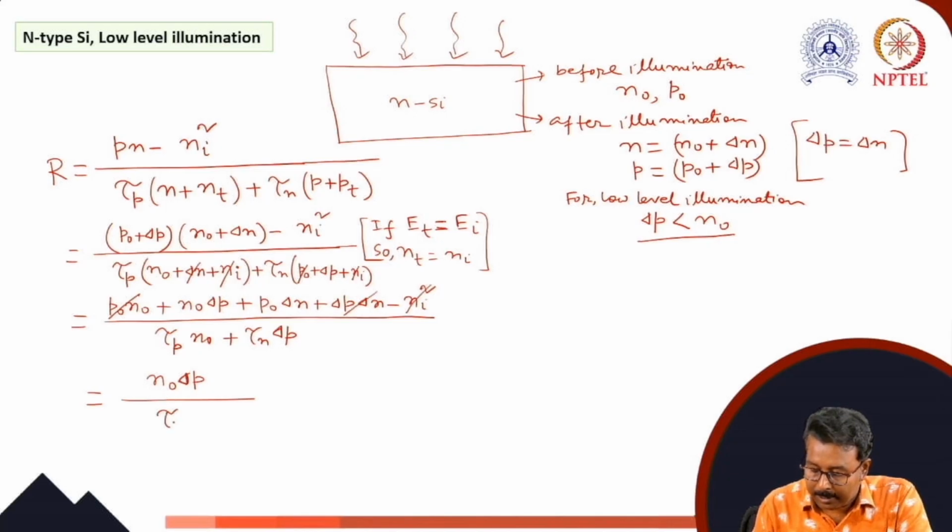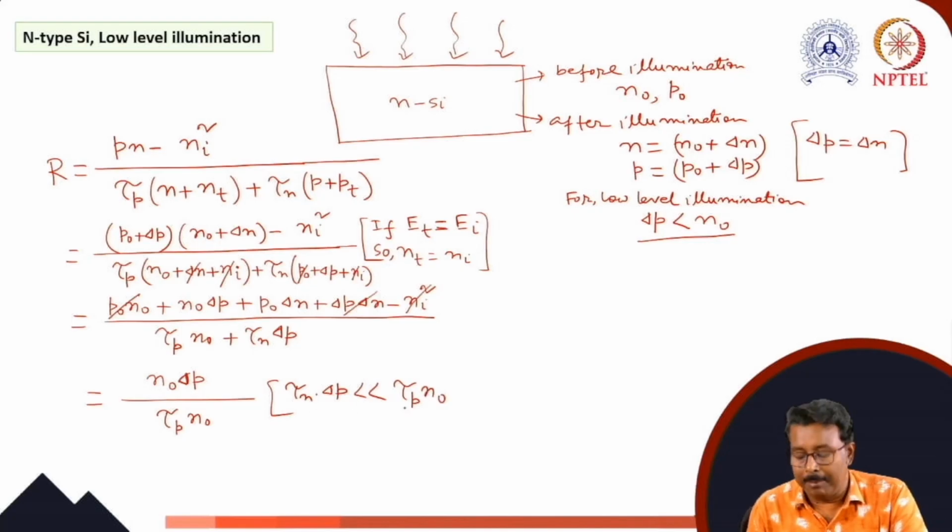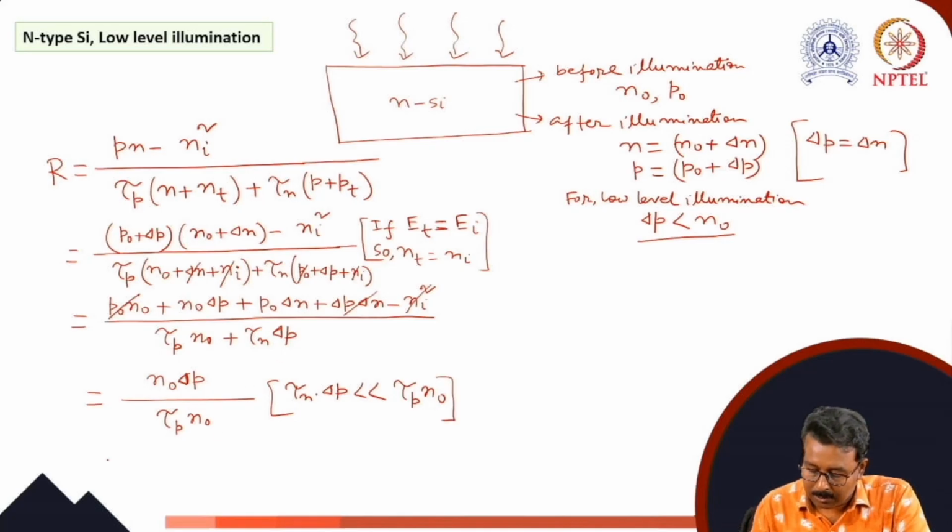by tau P N0. Because tau n into delta P is very less compared to the tau P into N0. Because tau n and tau P may be comparable values, but delta P is much less than N0. N0 is the majority carrier concentration. So it can easily be neglected from the denominator. So tau P N0. So this we can write almost equal to, not equal to. So this is equal to delta P by tau P.